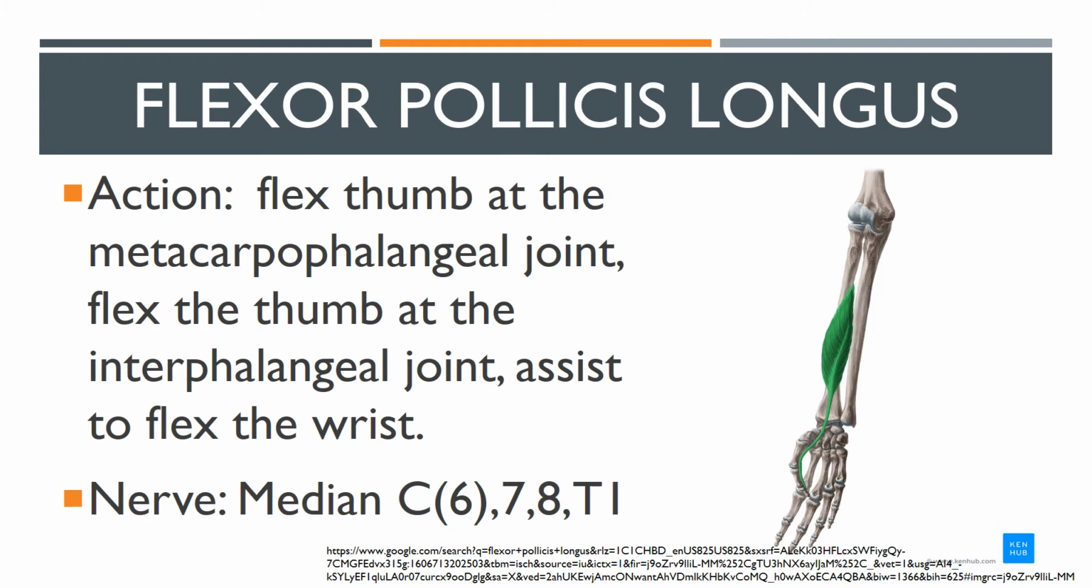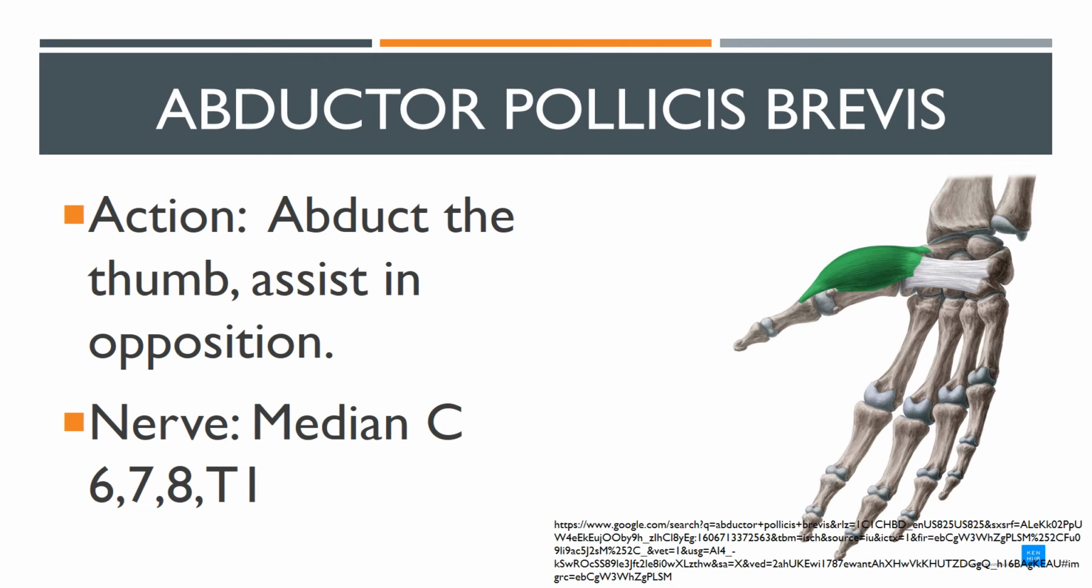Flexor pollicis longus flexes the thumb at the metacarpophalangeal joint. It also flexes the thumb at the interphalangeal joint and assists to flex the wrist. The nerve is median C6, 7, 8, and T1. Abductor pollicis brevis abducts the thumb and assists in opposition. The nerve is median C6, 7, 8, and T1.